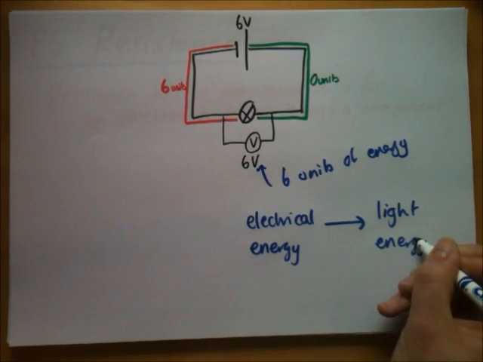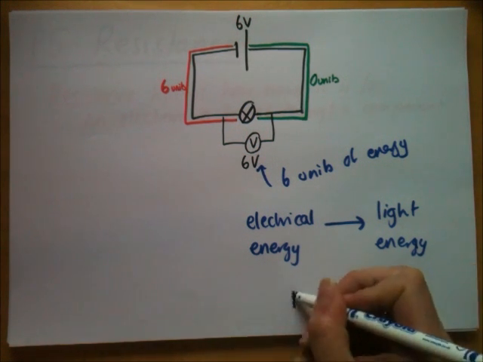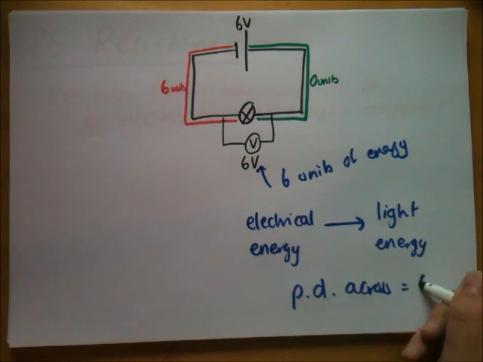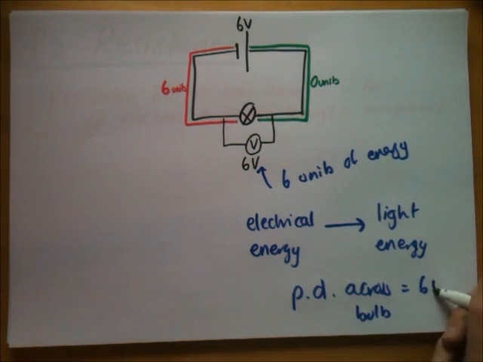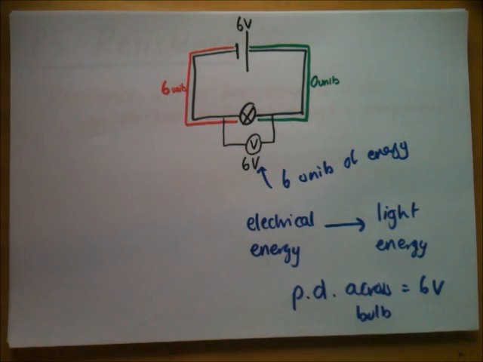So the potential difference across a component is how much energy is being used by that component and how much is being transferred into another type of energy. So a motor would transfer it to movement energy. A buzzer would transfer this electrical energy to sound energy. So this means that potential difference across the bulb is equal to 6 volts, because 6 units of energy from each electron has been used up and has been changed to light energy.